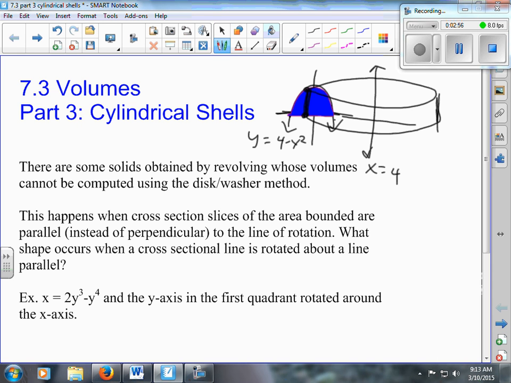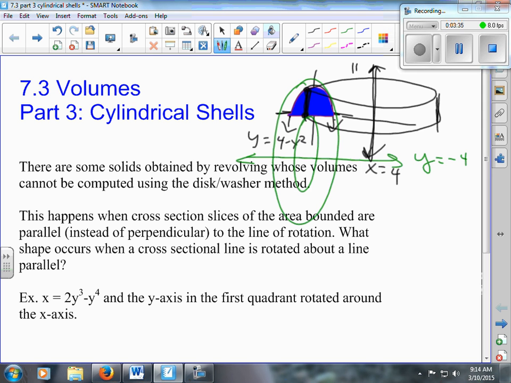A washer is what you would have gotten if you rotated around the line y equals negative 4, because then your top minus bottom is perpendicular to the axis of rotation, and the trace that it leaves behind is a thin washer, whereas the trace that you leave behind when your cross section is parallel to your axis of rotation is a cylindrical shell.